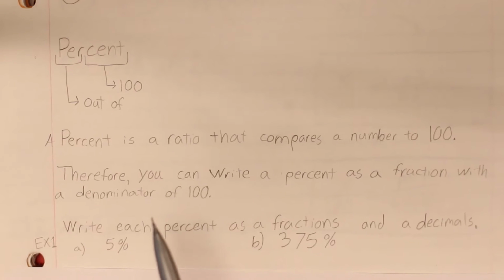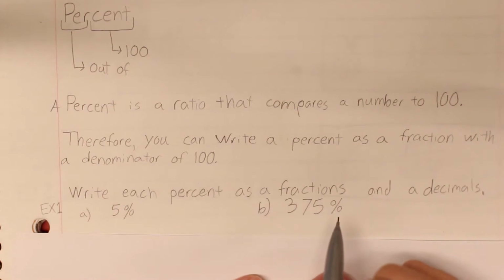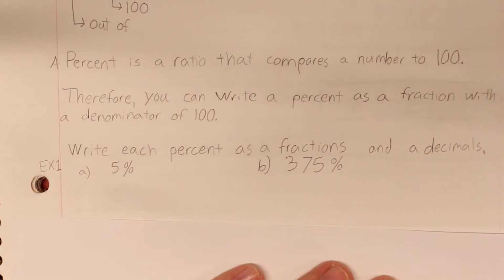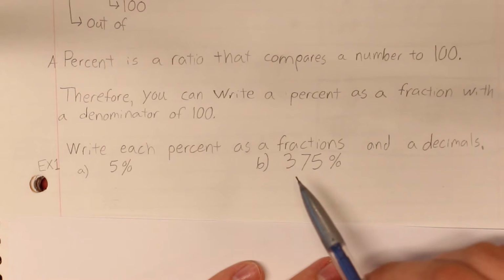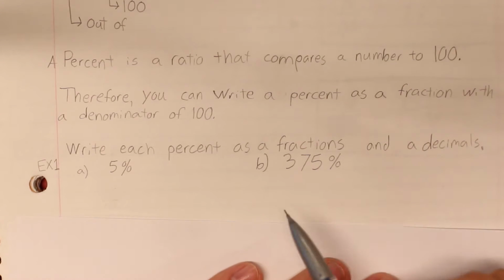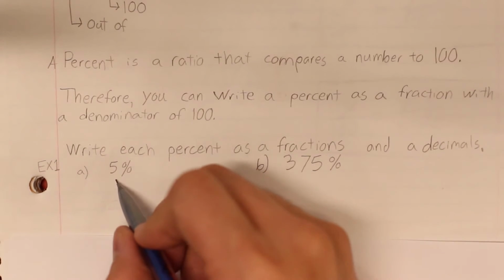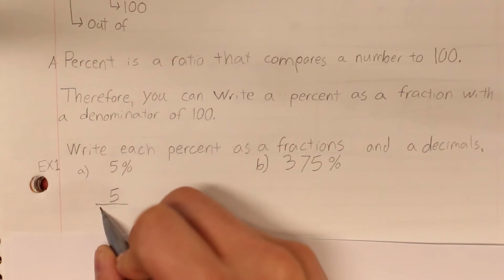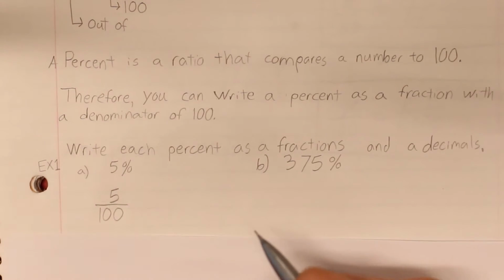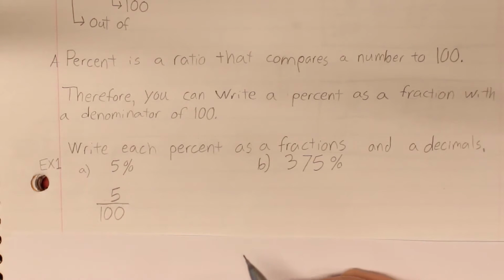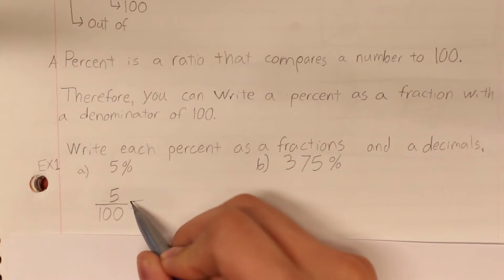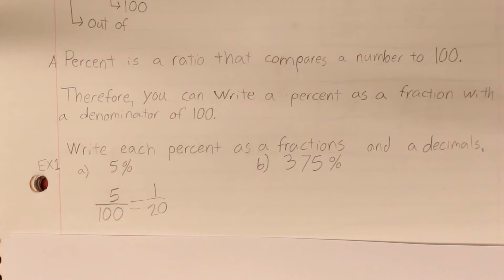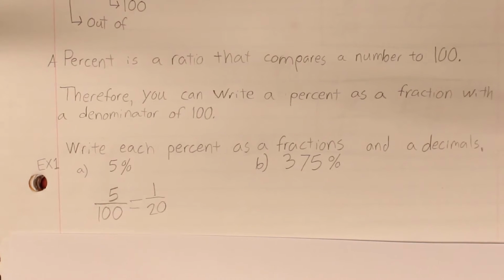Here we have some directions. We're told to write each percent as a fraction and a decimal. So let's take care of the fraction part first. We have 5%. Well, I just read that I can write a percent as a fraction with a denominator of 100. So you take whatever the percentage is and you say 5 over 100. And that is your fraction. Now we will have to simplify these fractions. You could simplify it by 5, so to get 1 over 20, okay? So that's how you could do that fraction part right there.